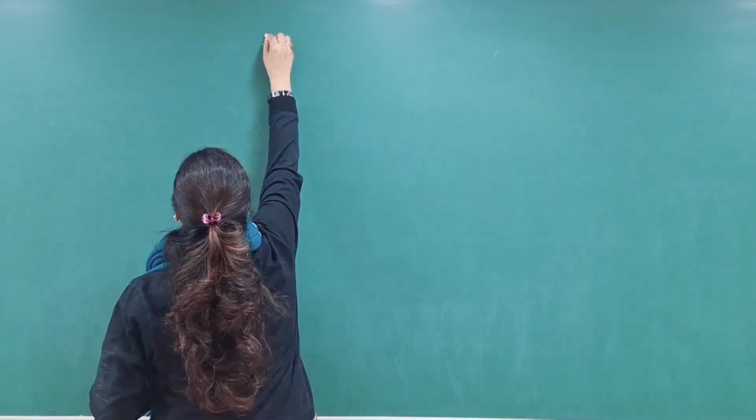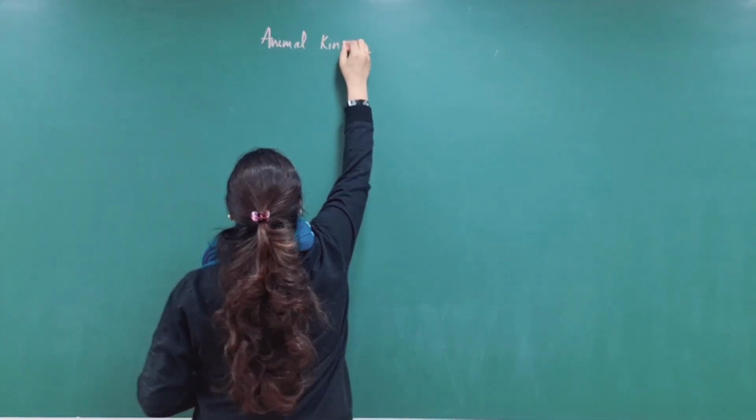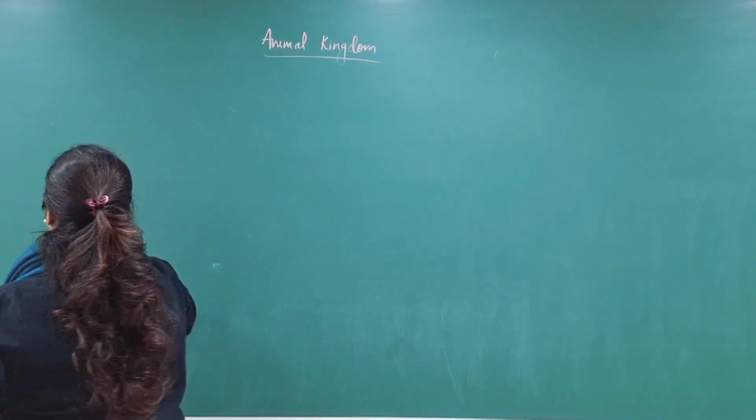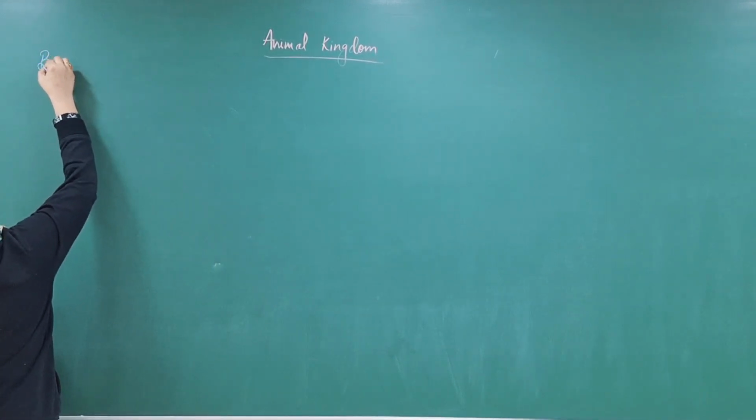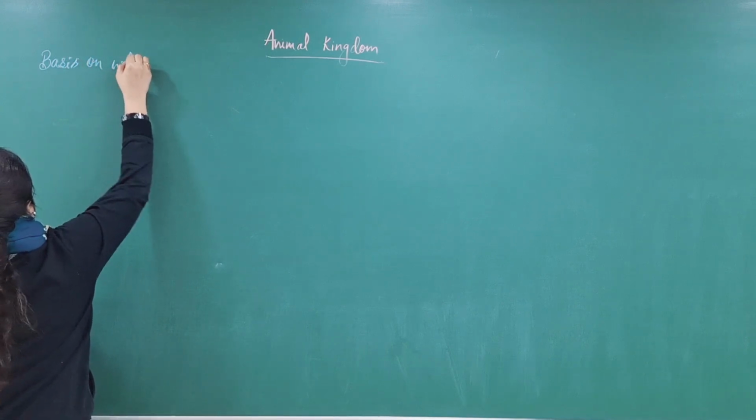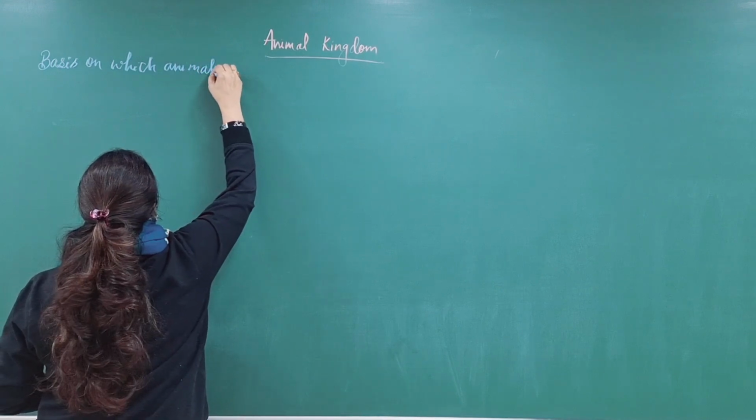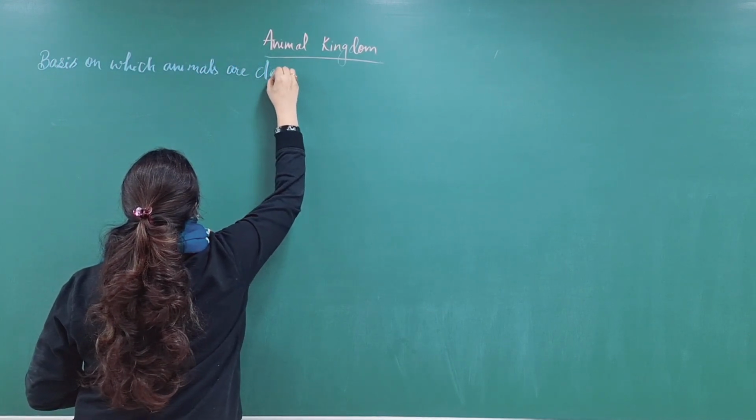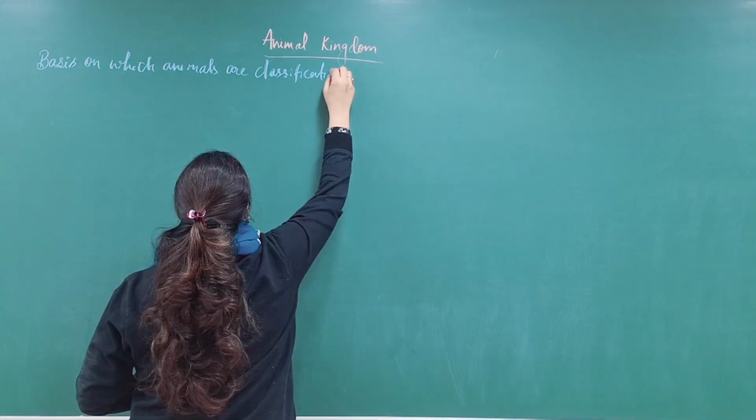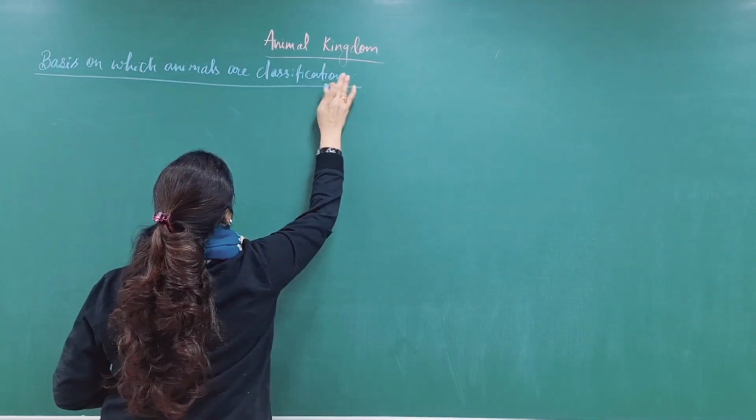So, animal kingdom, once again we will be discussing the basis. What are we getting from here? The basis on which animals are classified. It would be very important to know the terminology. Basis on which animals are classified.